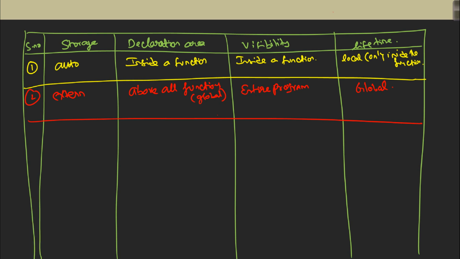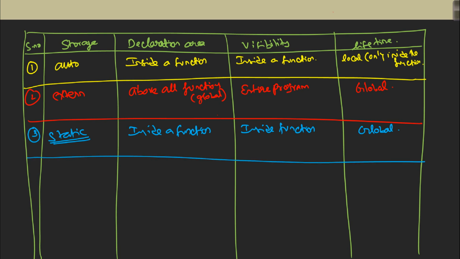The third one is static, and we see one example where the declaration area is inside a function, and visibility is only inside the function, but the lifetime is global, because the value of x is not changing throughout the program. The value of x you get is 1, 2, 3, because the lifetime is global.